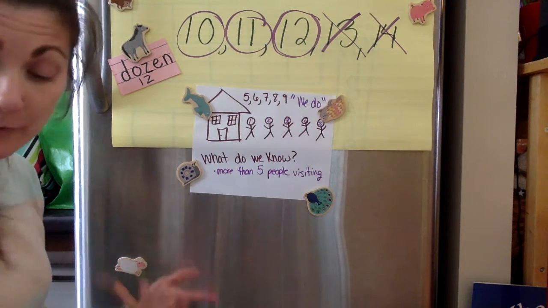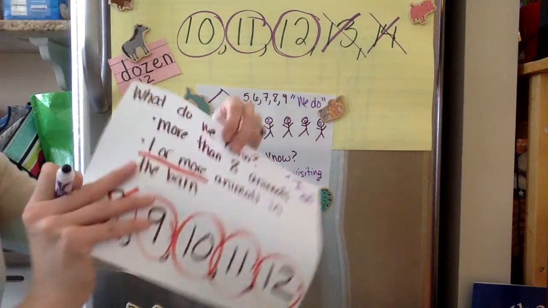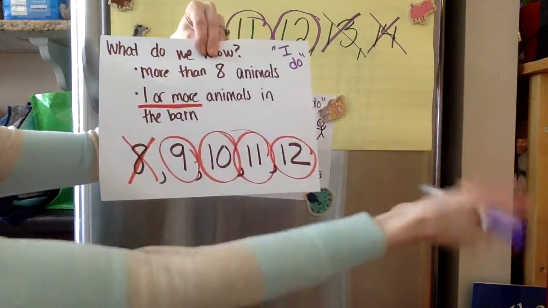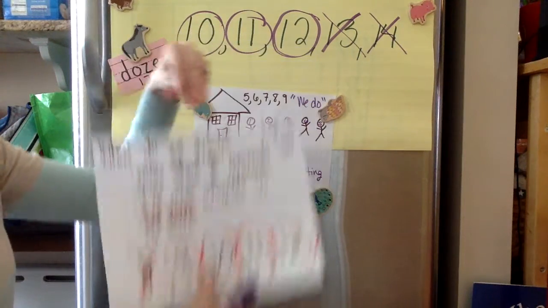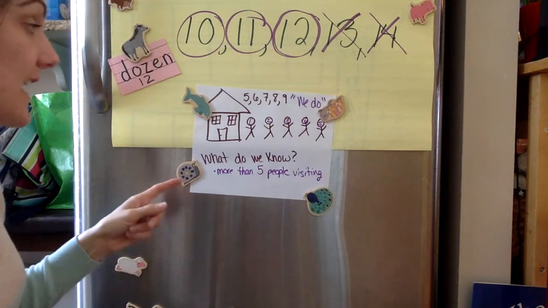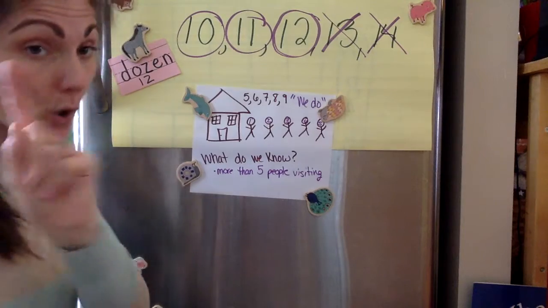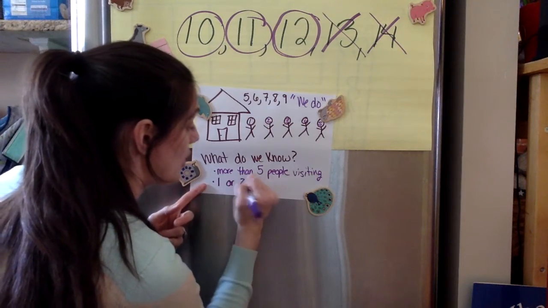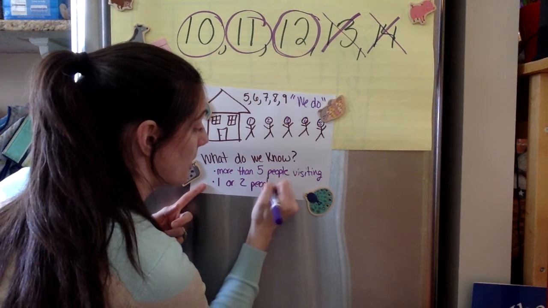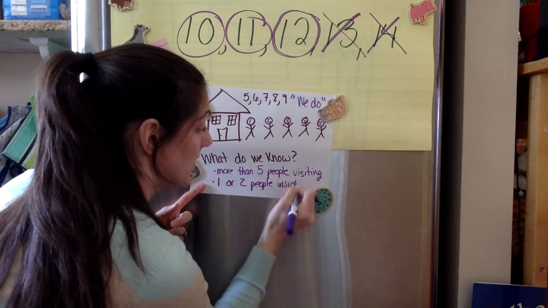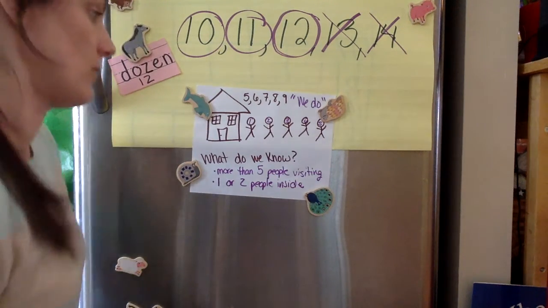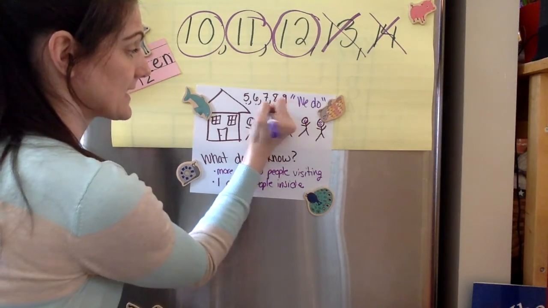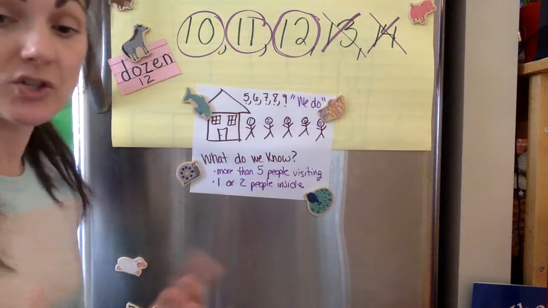So where it was different from the last problem, it said 1 or more. So it could have been a bunch of different answers, right? But this time, I said 1 or 2 people are inside. So 1 or 2 people inside. Okay, so let's look at our answers. We have to choose from 5, 6, 7, 8, and 9, and we're going to circle.